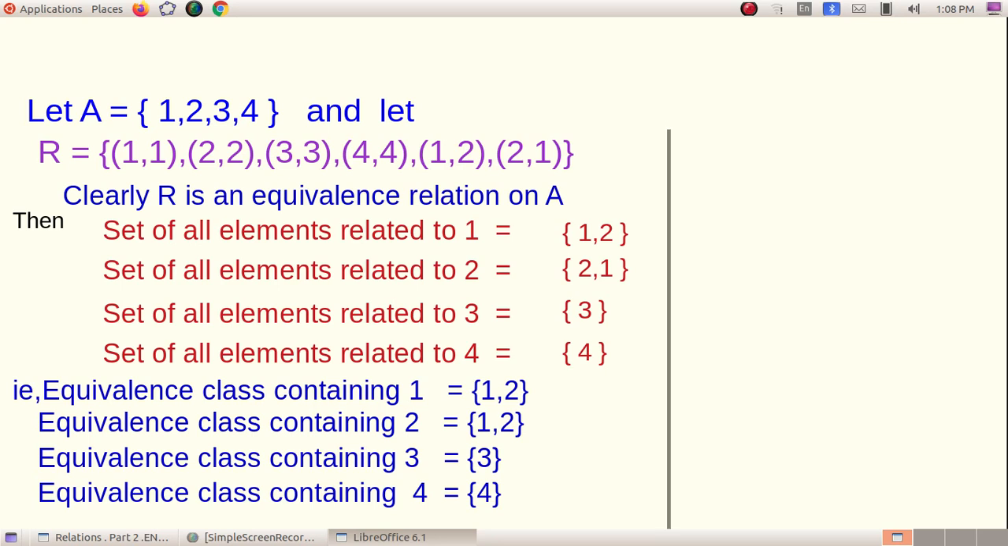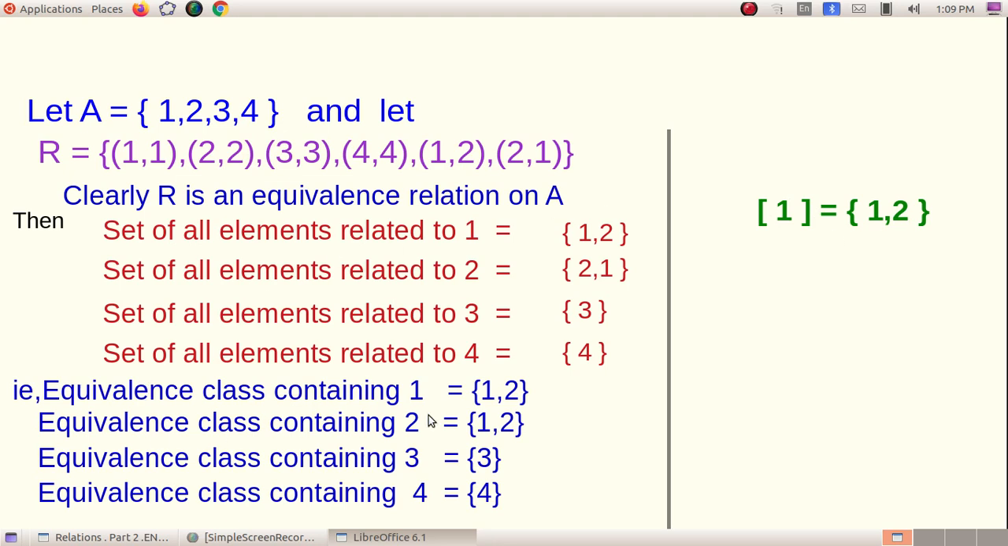In a similar manner, we write equivalence class containing 1 using this notation, that is class 1. Class 1 equals set 1, 2. These two are same. Class 1 is the equivalence class containing 1. Equivalence class containing 1 is the set of all elements related to 1. In short, class 1 is the set of all elements related to 1 in A. That is 1 and 2.